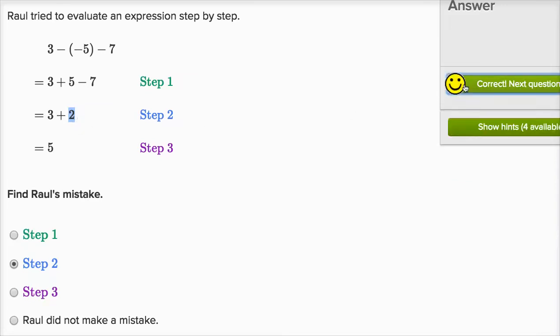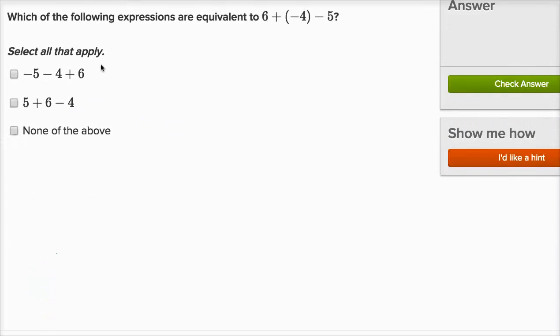Let's do several more of these. Which of the following expressions are equivalent to 6 plus negative 4 minus 5? All right, so let's look at all the options here.